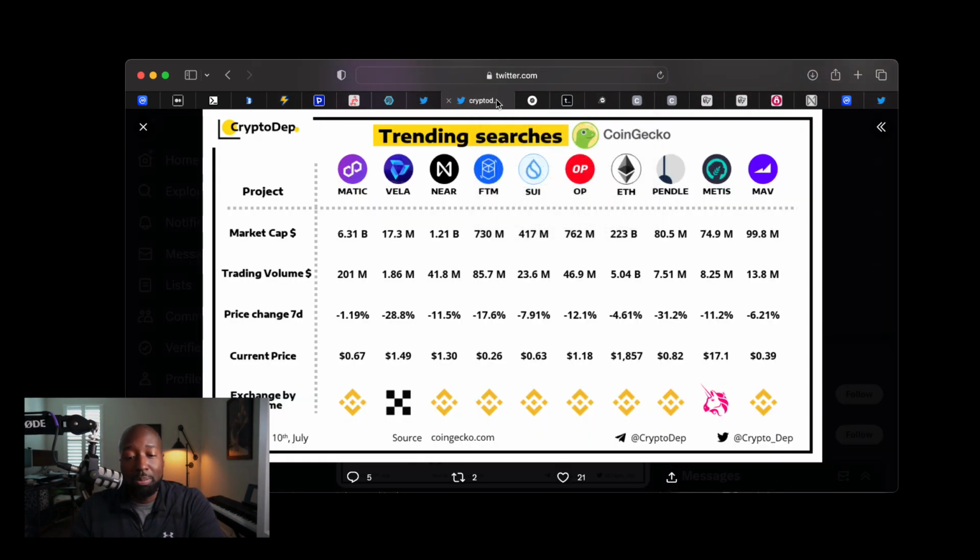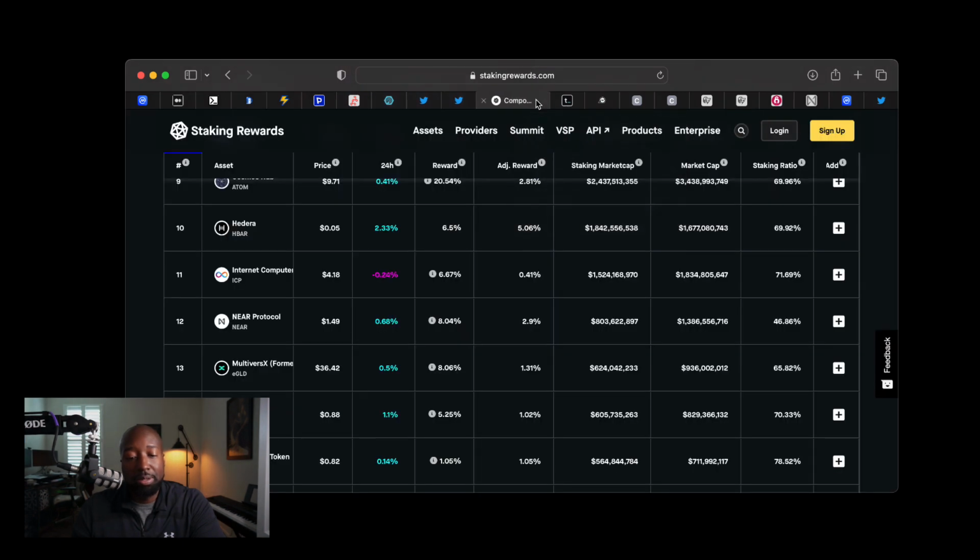According to CryptoDep, if we look at the trending searches, Nier is also up there. And this is as of July 10th of this year. So people are still interested in Nier. All the projects that people are searching for are Matic, Avella, Phantom, Sui, Optimism, ETH, and Metis. And Metis we've covered on this channel as well. I like Metis. But Nier is up there, so that's good.